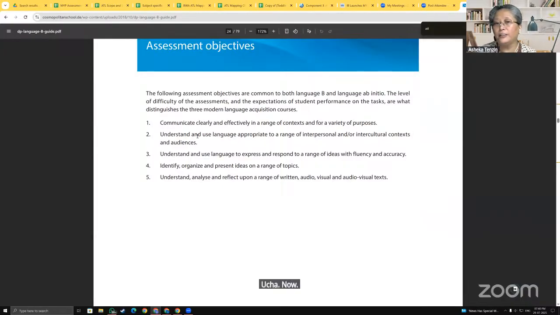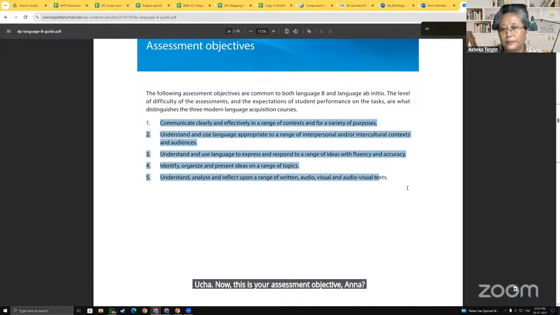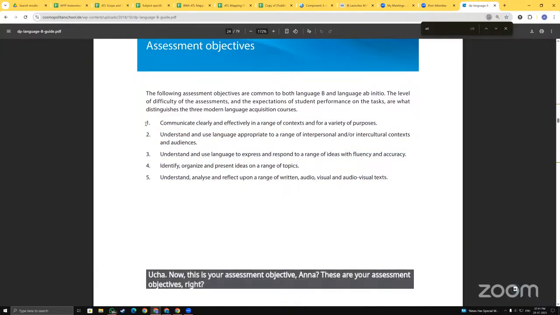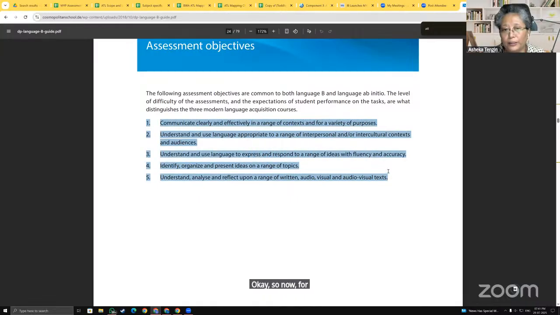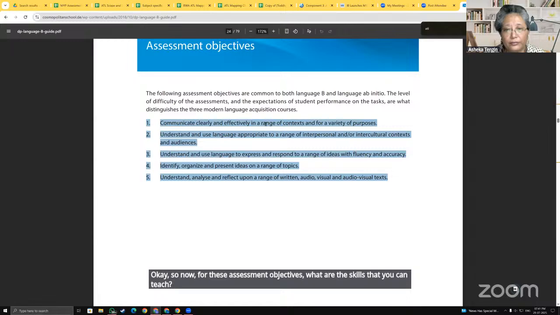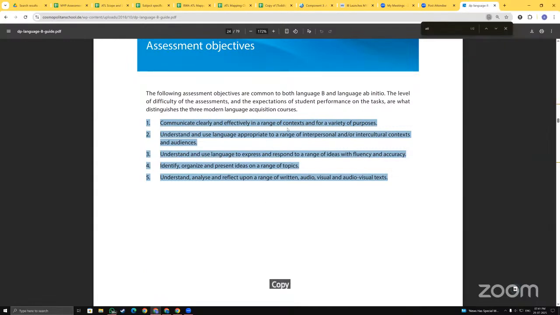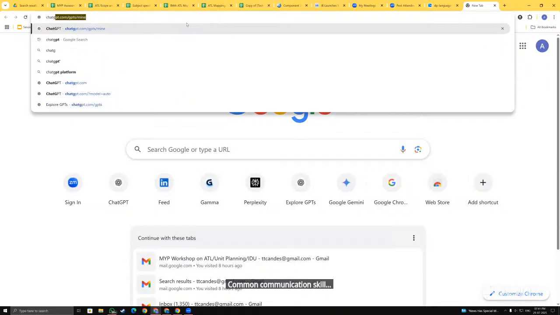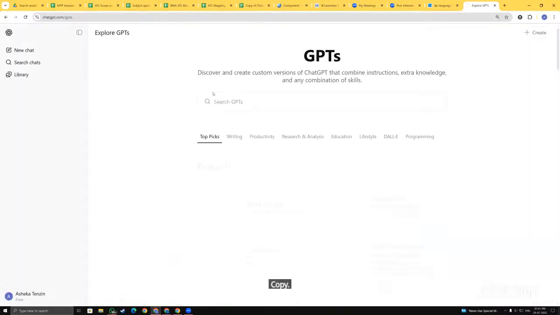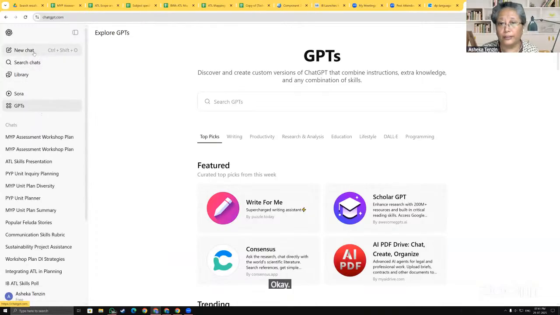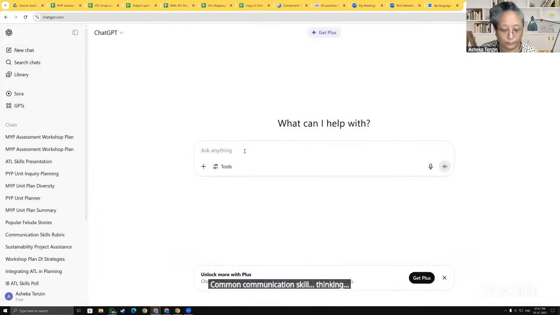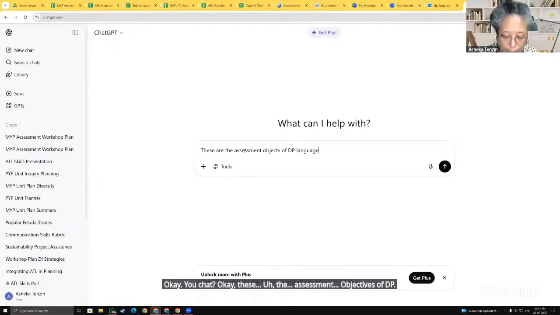Now this is your assessment objective, right? These are your assessment objectives, right? Yes, ma'am. Okay. So now for these assessment objectives, what are the skills that you can teach? Communication skill, thinking. Okay. These are the assessment objectives of DP language B.